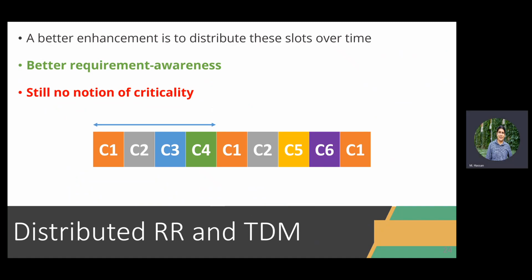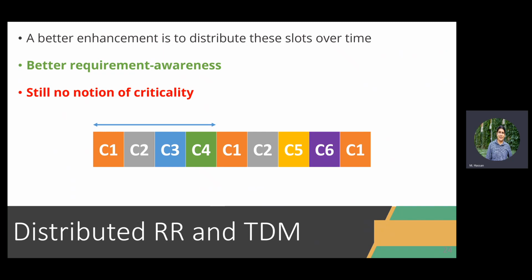So assume instead of giving these 2 slots to C1 back to back, I give them 1 here and 1 here. In that case, if I arrive here, one cycle after the beginning of my slot, I will only have to wait until the next, right? And if I arrive here, well, again, the same thing. So if you manage to distribute your slots, which is called distributed round robin, and ideally in a harmonic fashion, what I mean by harmonic is basically you have to have the same width between the 2 slots, right? So they have to be evenly distributed in your schedule period. In that case, you suffer less worst case.